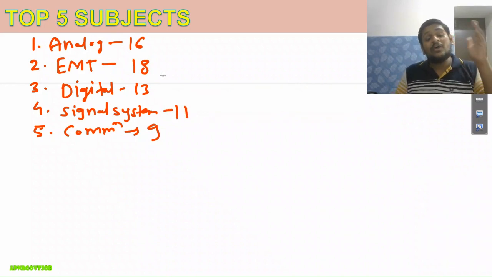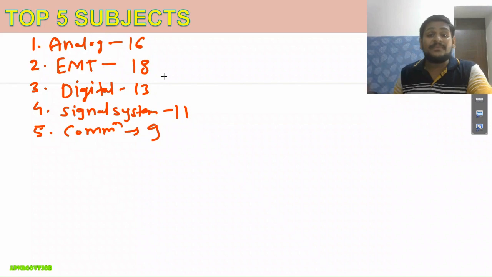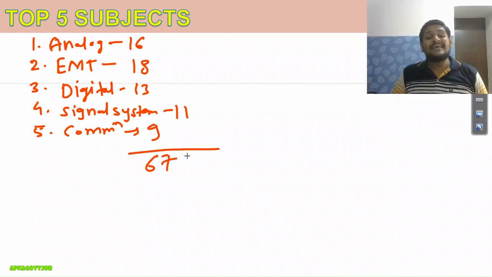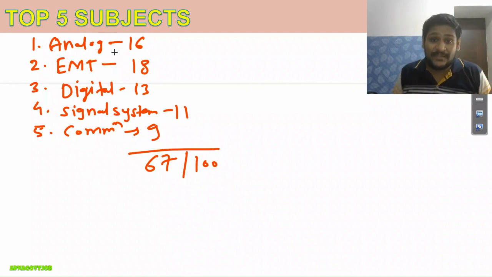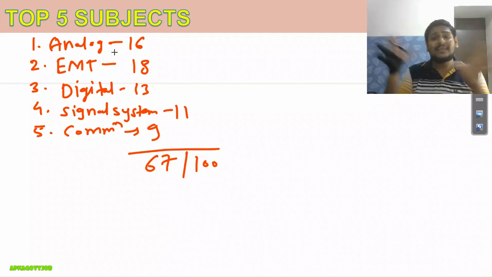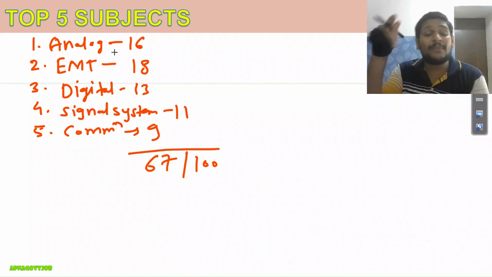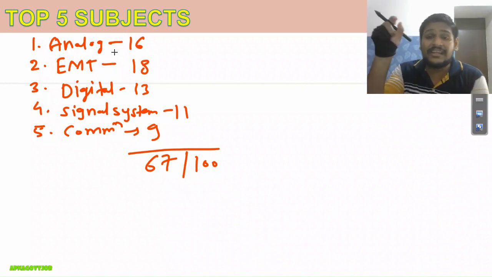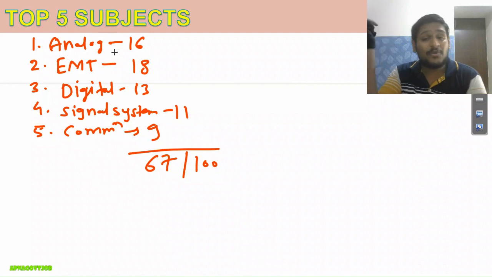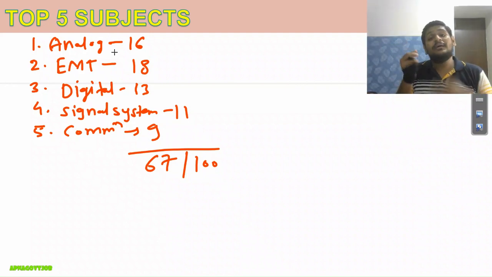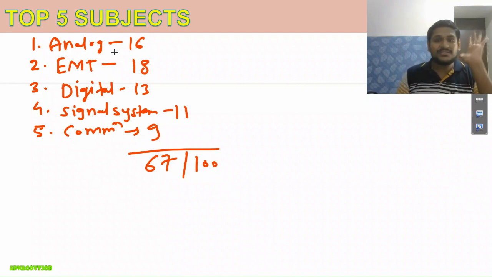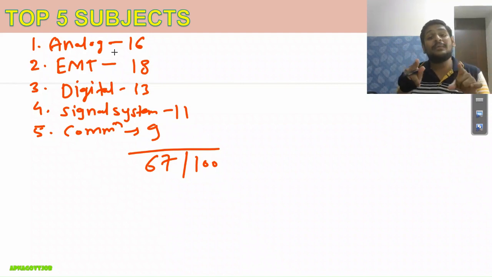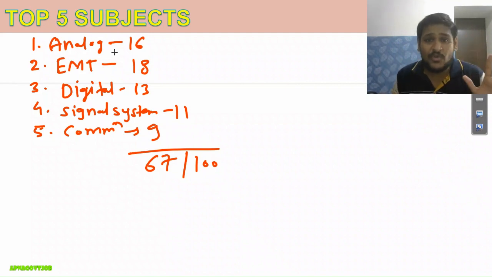Now if you total these 5 subjects, then 67 questions out of 100 came from only these 5 subjects. This time, compared to last time, it was almost the same, just the difficulty level was easier. But according to the pattern, analog electronics, maximum questions, EMT, maximum questions, as you can see. Then from measurement, minimum questions, I guess 4 to 5 questions were there from measurement.